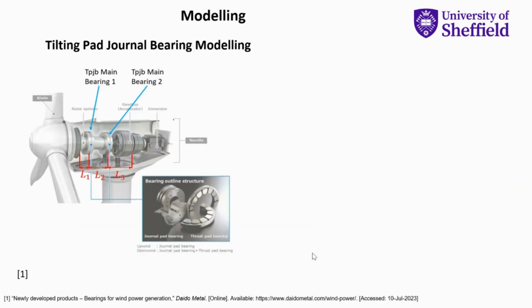So moving on to the modelling I've been conducting. So I'm using this drivetrain arrangement. So here we've got 2 bearings, and this will be a journal pad bearing straight next to a thrust pad bearing, and then again further down the drivetrain again. I'm just focusing on the journal bearing rather than the thrust pad bearing in my research.